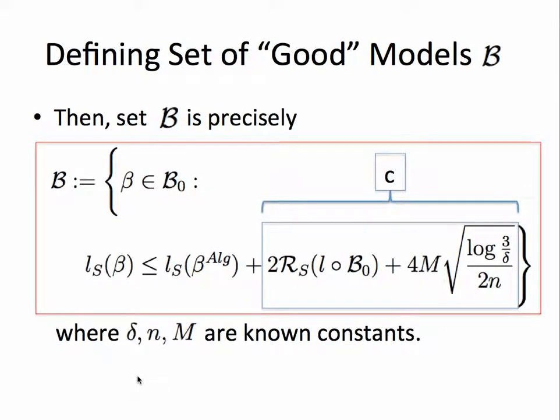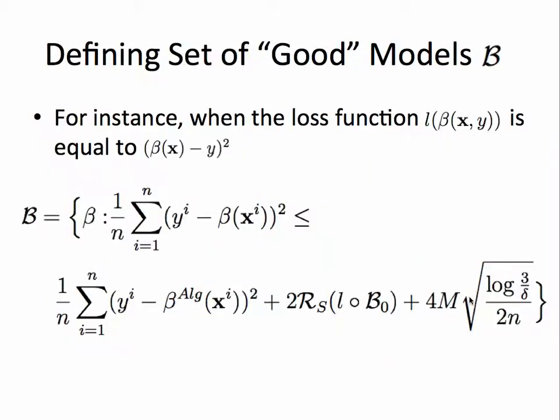So let's look at how we'll define the set of good models precisely. We can expand the buffer term C here in this way. So our set of good models becomes all the models in our model class B naught such that the normalized empirical error is upper bounded by the lowest normalized empirical error plus 2 times the Rademacher complexity of a certain function class plus an additive term which involves some constants. So this is the full characterization of the set of good models.